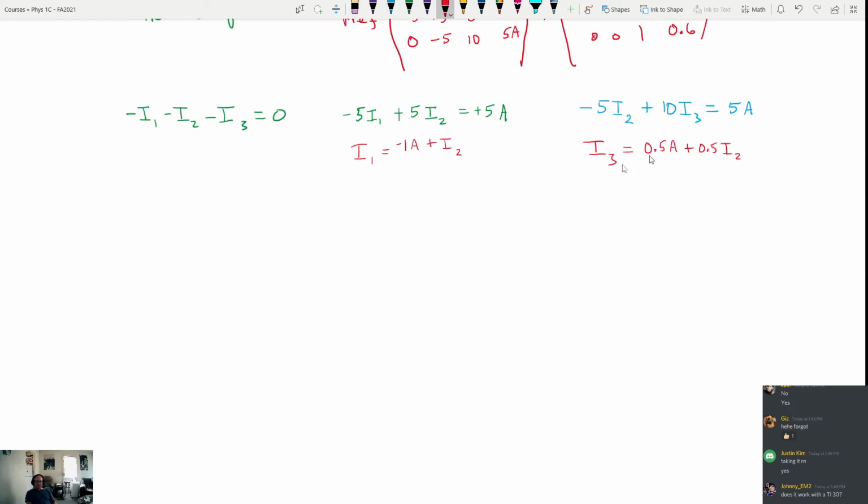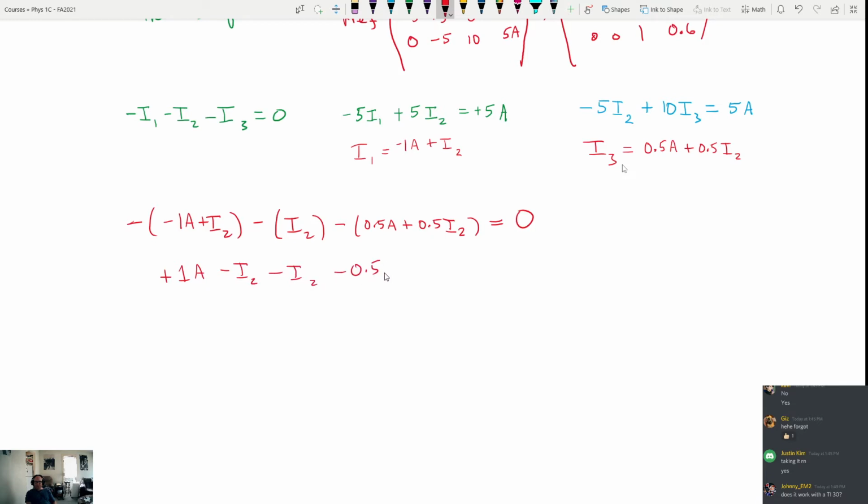Yep. And then we just take both of these and we plug them into this equation. So we're going to get negative I1, which is negative 1 amp plus I2, minus I2. That's the one we're not changing. And then minus I3 equals 0. So we end up getting positive 1 minus I2 minus I2 minus 0.5 amps minus 0.5 I2 is equal to 0. We'll group everything together.